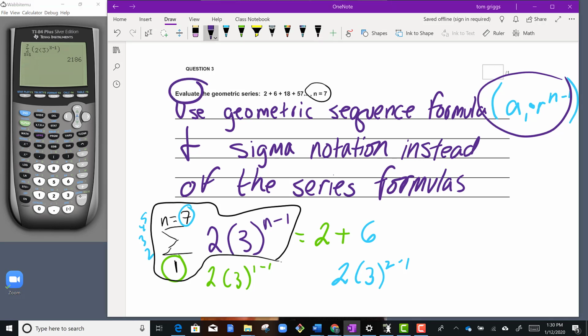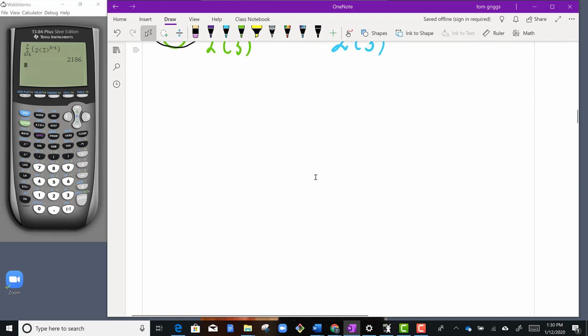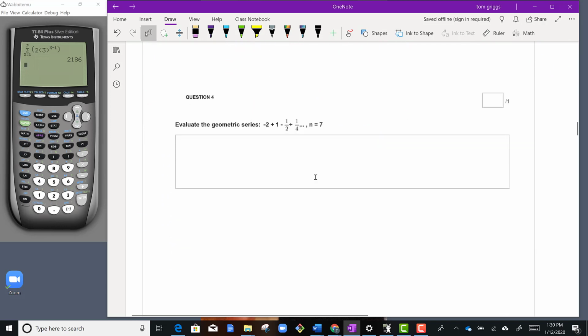Evaluate means find the sum. The sum of the first 7 terms of this series is 2,186. This may seem longer, but in my experience, this is actually a quicker way to do these problems. And then also you don't have to memorize quite as many formulas.